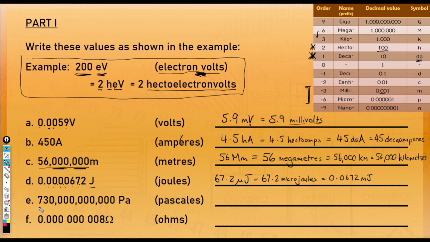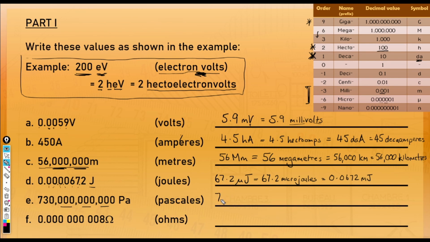So moving on to E, 730 and then 9 zeros. 9 zeros is a billion. So this is 730 billion pascals. Pascals is a unit of pressure. Now, 730 billion pascals, I don't think is a pressure that we will ever experience, certainly not on Earth. But billions are numbers that we deal with quite often. And if we look at our table up here, billion is 9 orders of magnitude away from 1, and the prefix for that order of magnitude is giga.